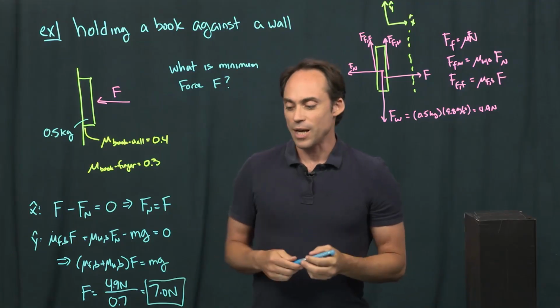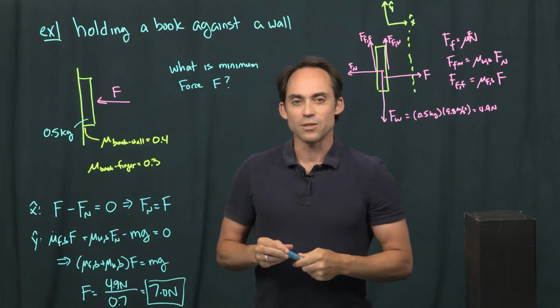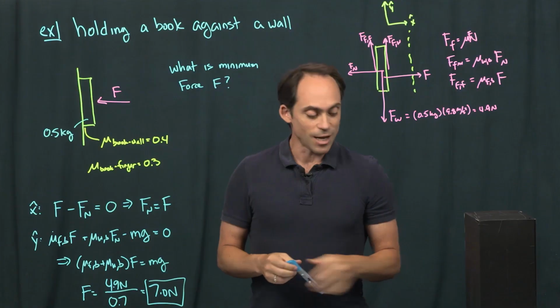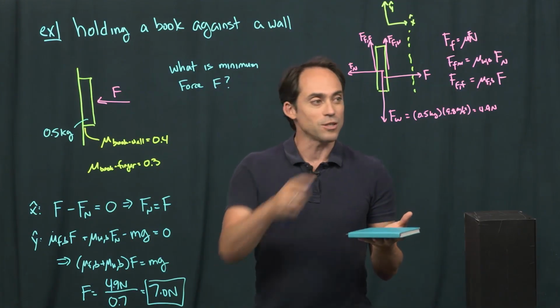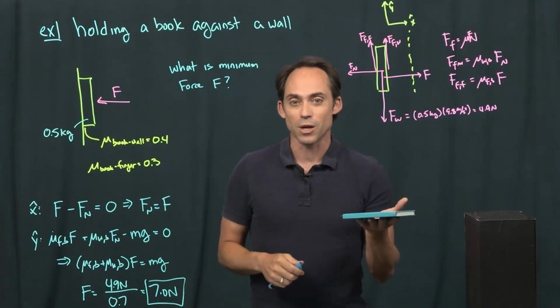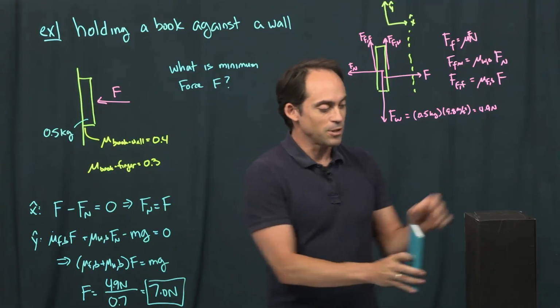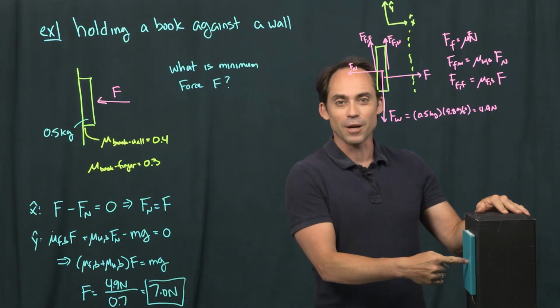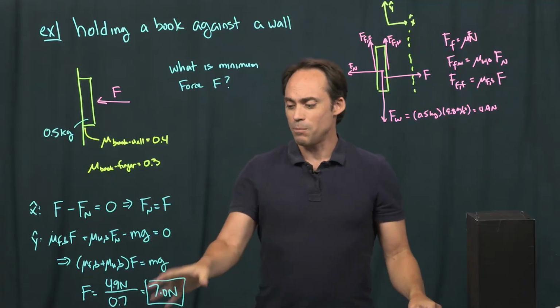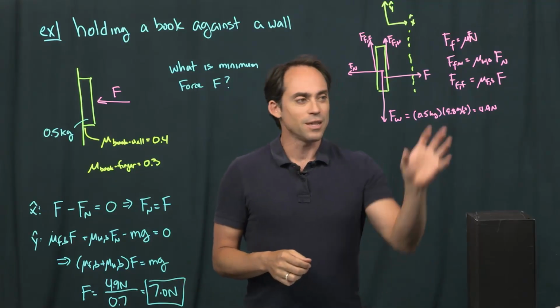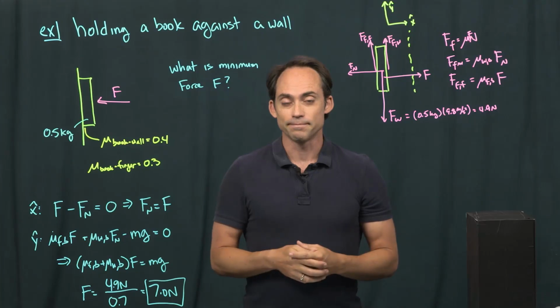Now, it's interesting to point out that that 7 newtons is actually much larger than the force if I just held this book. The applied force for just holding this book is just our 4.9 newtons because it's just the weight of the book. So this is not a particularly efficient way of holding a book up, and I do have to push a little bit harder to keep this book here. And so that makes sense for a solution that we get a bigger number for the applied force than the actual weight of the book.